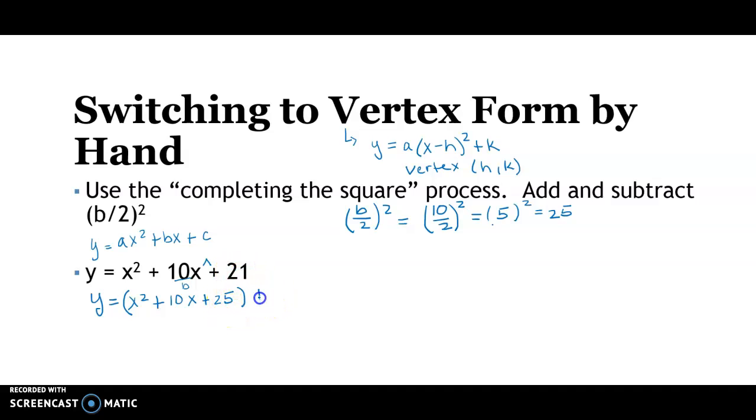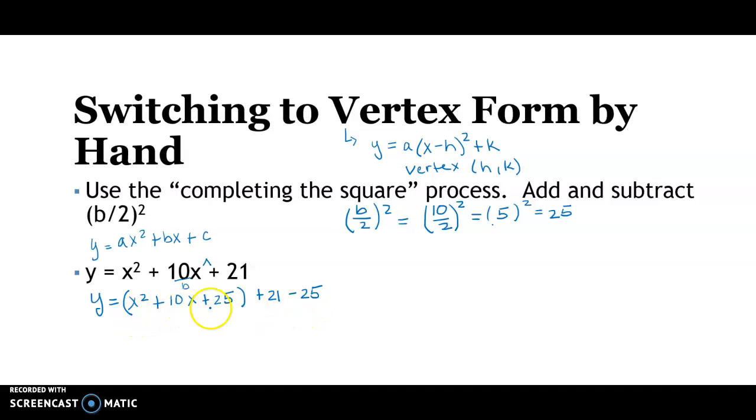So then I had before a plus 21. And if I add 25, that's not legitimate math to just add 25. The equation would no longer be the same. So I also have to subtract 25. So the end result of adding 25 and subtracting 25 is adding 0. So I did not change the equation at all. I just changed how it looked.